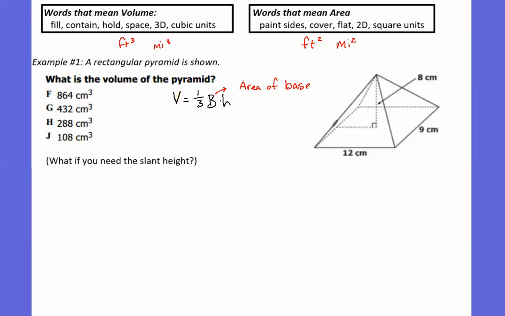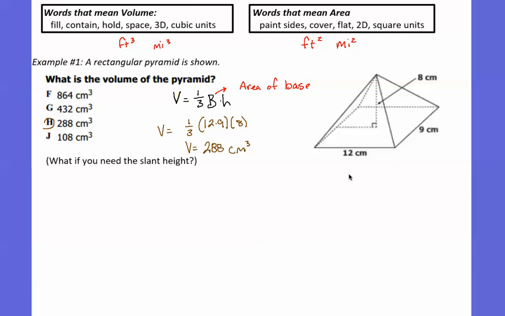In this case, that's going to be the area of this rectangle, which has a side of 12 and a side of 9. Capital B always refers to the area of the base. So when we fill in these values, the base is going to be 12 times 9, and the height is going to be 8. All of that multiplied by 1/3. If you calculate that, the volume is going to equal 288. We look at the units, centimeters cubed, and we find that our answer is H.